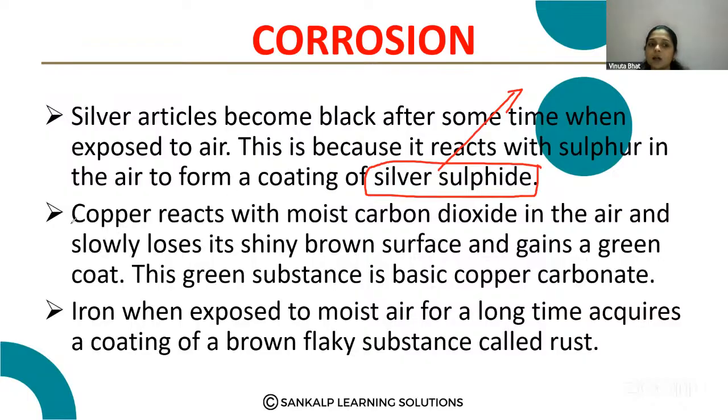Okay, then copper reacts with the moist carbon dioxide in the air and slowly loses its shiny brown surface and gains a green coat. You might have seen corroded copper. Copper forms a green colored coating. What is the reason behind this? They ask this in a give-reason question: why does copper become greenish in color when it is exposed to air? Because it reacts with the moist carbon dioxide and forms a green colored substance, that is copper carbonate, which is greenish in color.